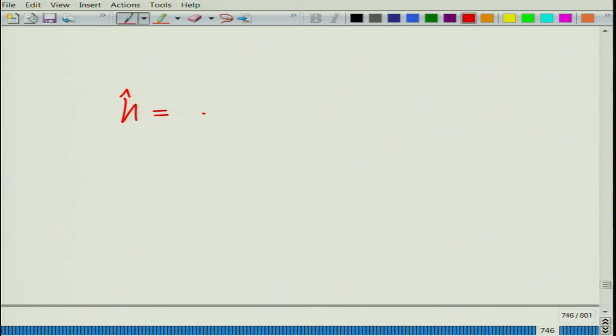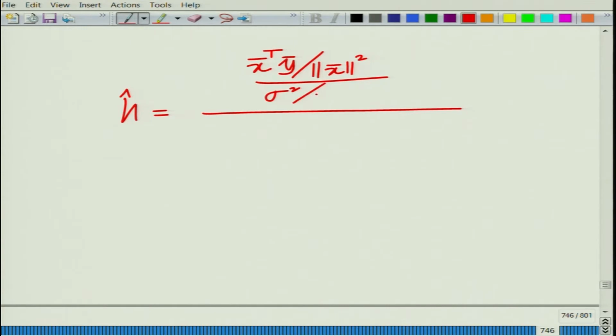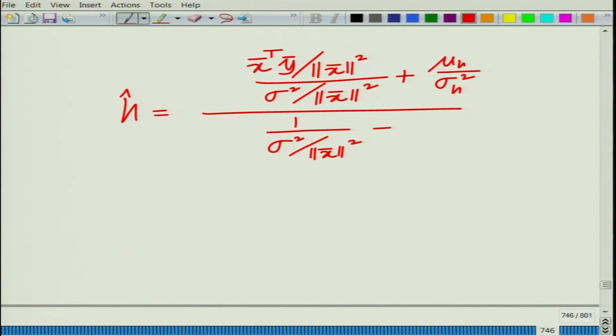So, I just don't want to disturb the original expression. Let me just write this separately: x bar transpose y bar divided by norm x bar square, divided by sigma square divided by norm x bar square, plus mu h divided by sigma h square, divided by 1 by sigma square divided by norm x bar square plus 1 over sigma h square. And if you look at this, this is very interesting, because this is the ML estimate, right.